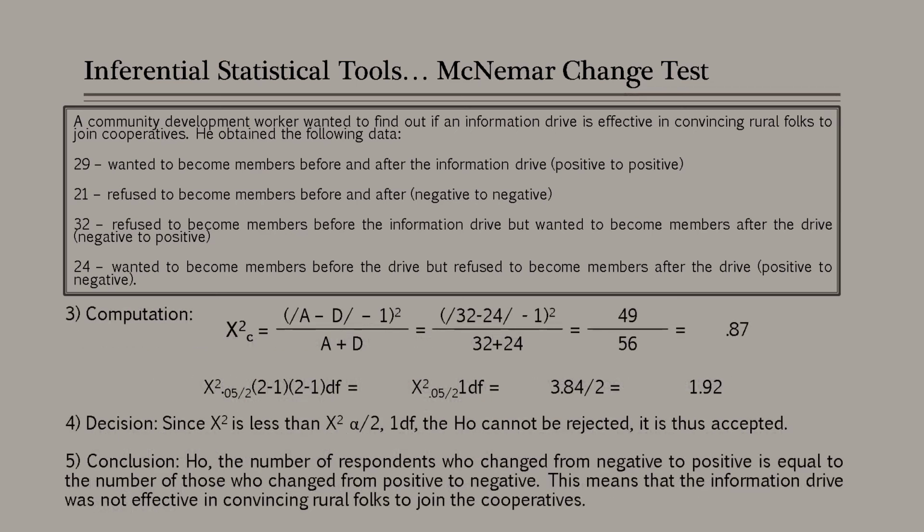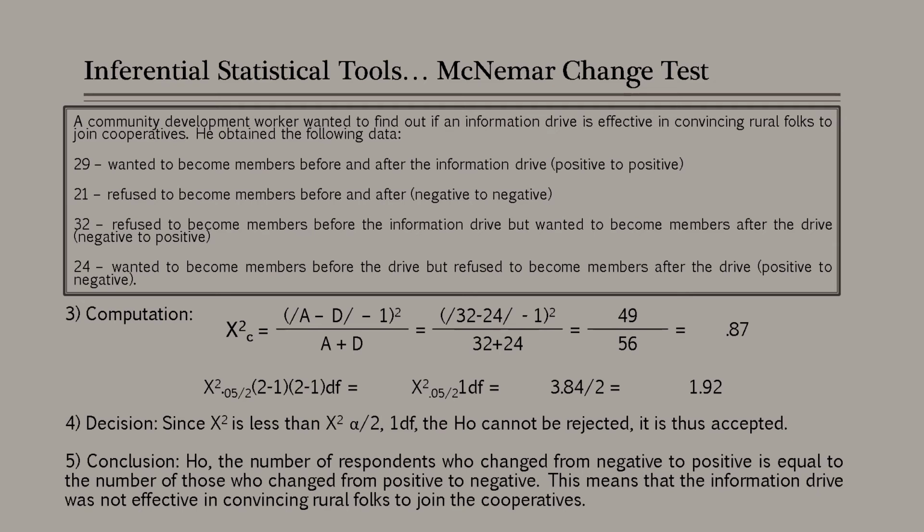Substituting the variables in the formula with the data from the problem, we get 32 minus 24, minus 1, square that, and divide that by 32 plus 24 to get a computed chi-square of 0.87. Now, compare that with the 1 degree of freedom critical value, and basing it on the chi-square table, we get 3.84. We divide that by 2 to get an answer of 1.92.